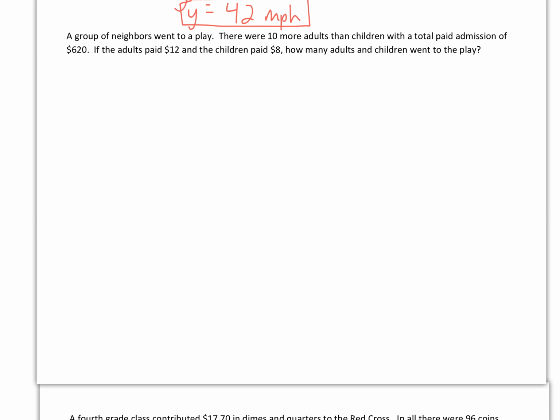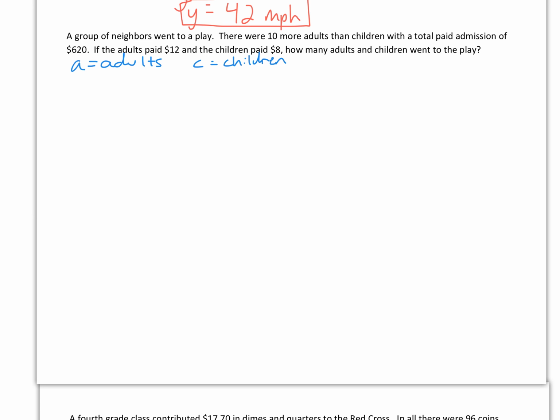Okay, for this next example, we have a group of neighbors went to a play. There were 10 more adults than children, with a total paid admission of $620. If the adults paid $12 and the children paid $8, how many adults and children went to the play? So defining our variables first, let's use A for the number of adults, C for the number of children that go to this play.